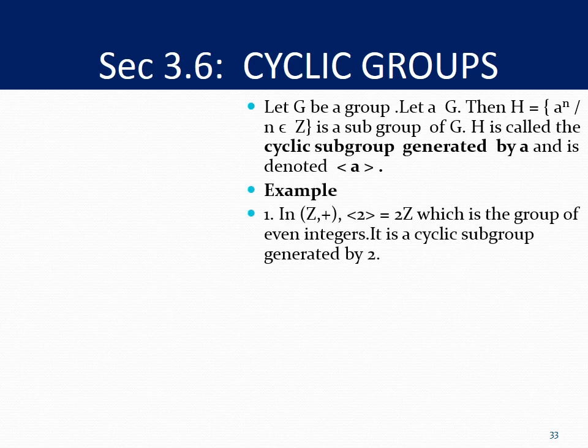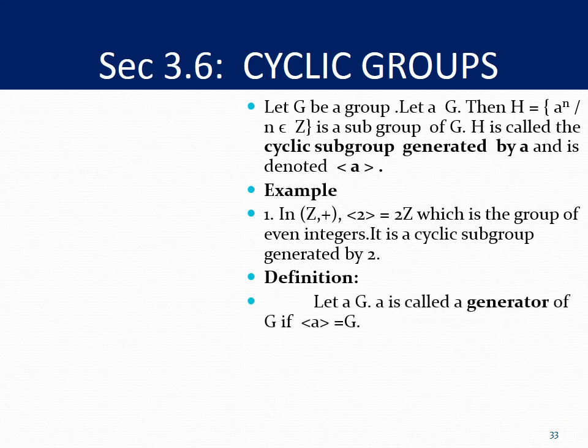Example, in Z under addition, the set generated by 2 equals what? 2Z, which is the subgroup of even integers. So it is a cyclic subgroup. It is a group of even integers. 2Z is a group of even integers. So it is a cyclic subgroup generated by 2.